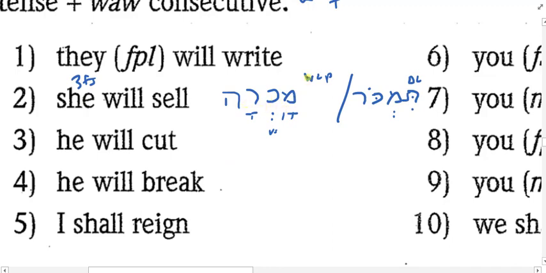That's just the perfect. Now I'm going to make it a WCP, so I'm going to add what in front of the mem? A vav. And can I put vav makara? No, because mem is a bump consonant. So the vav has to switch to shurik. Yes, that's right. So it's umachara. She will sell. Umachara. There you go. And those are your forms.